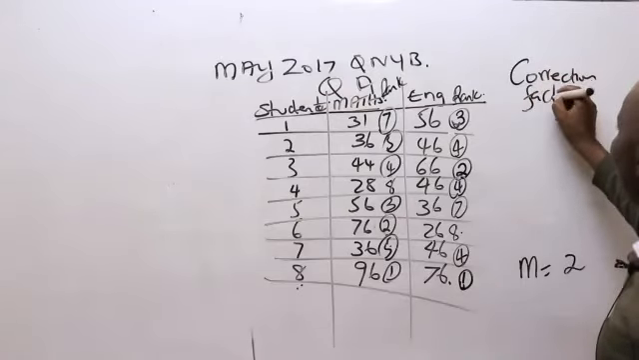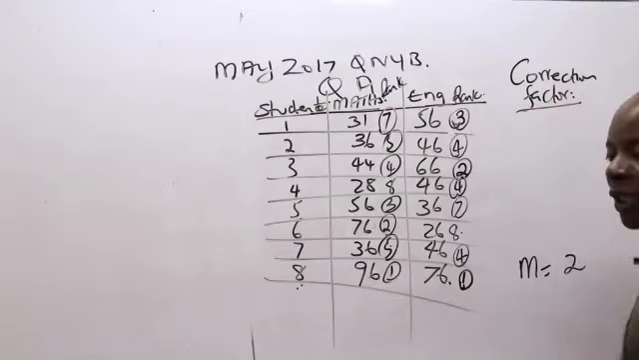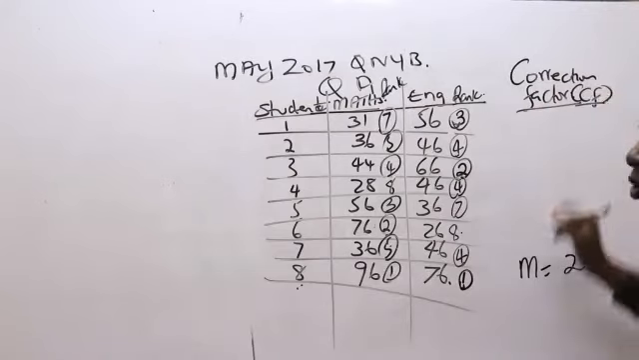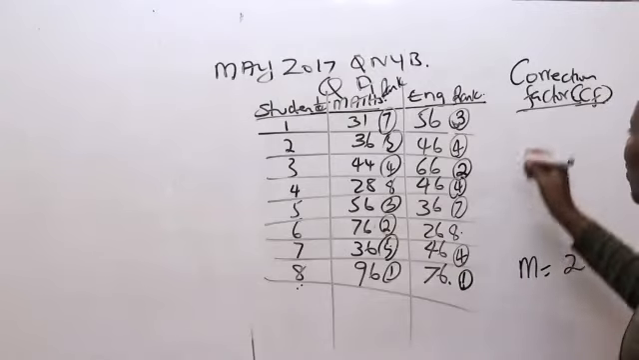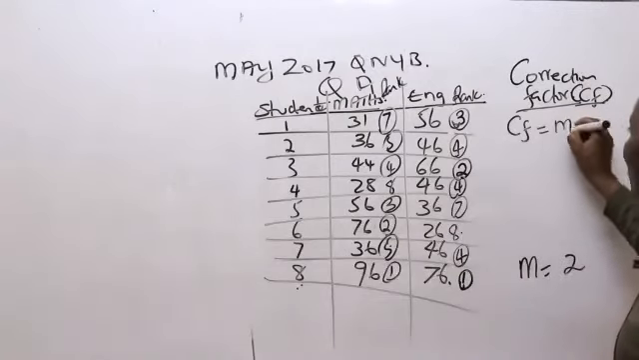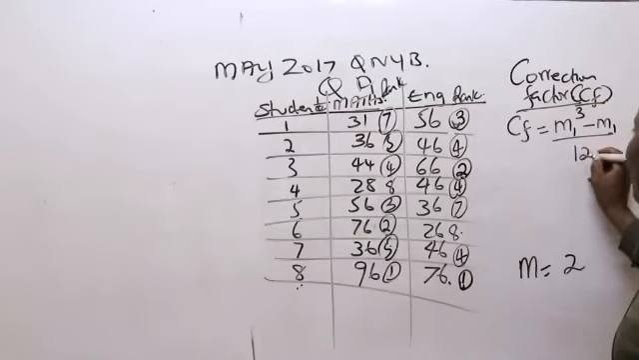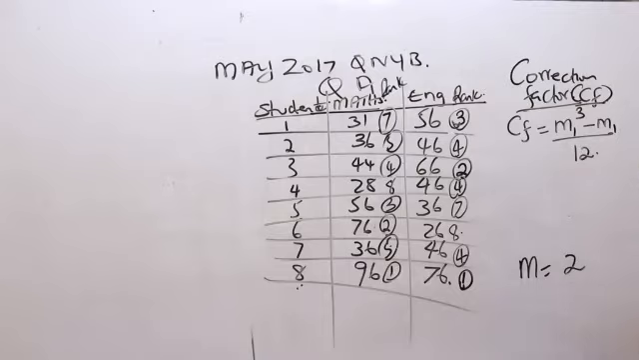So how do we get the correction factor? To get the correction factor, which I shall be calling CF, CF will be M1 cubed minus M1 all over 12. You must cram this. Correction factor 1 will be equal to M1 cubed minus M1 all over 12. It's a formula which you have to cram.